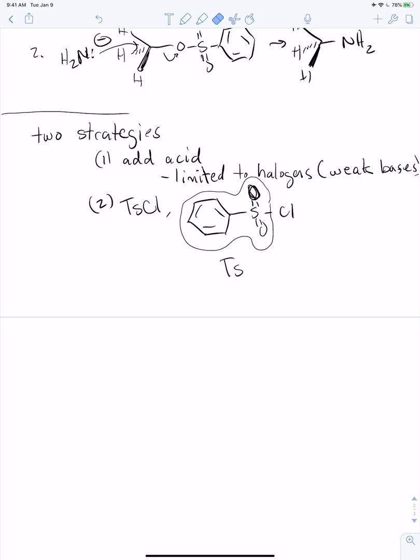So anyway, we've got these two strategies. One is to add acid. So these are for converting bad leaving groups to good. And then, in some cases you have a bad leaving group, and it's just a bad leaving group, and the molecule is not super reactive, and there's nothing you can do about it, right? And that's just something that happens. So yeah, those are your two strategies.